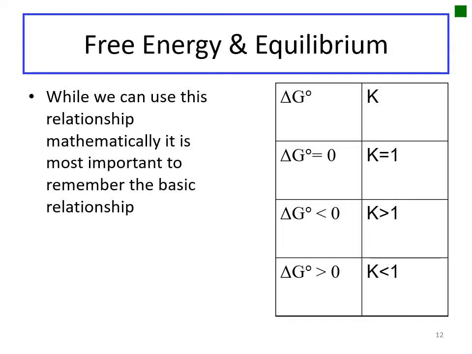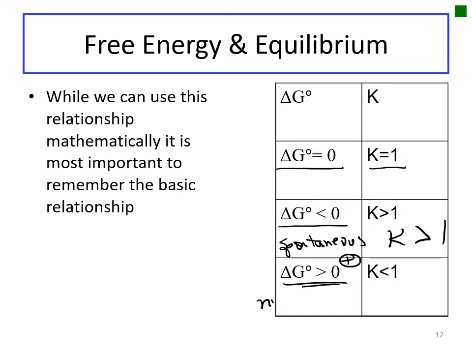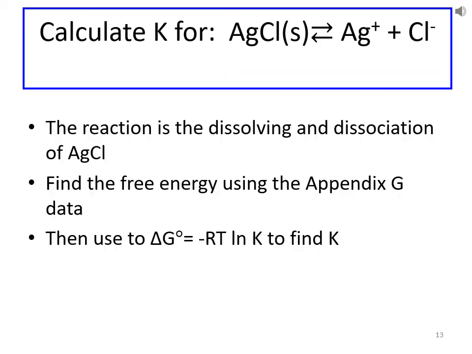All right, so if delta G here is 0, our K is going to be 1. Nothing's going to be happening. If delta G is negative, this means the reaction is spontaneous, and our K is going to be greater than 1. If delta G is positive, greater than 0, it's going to be non-spontaneous, and our K here will be less than 1. So we can calculate our Ks.